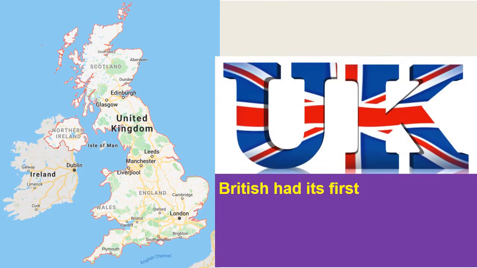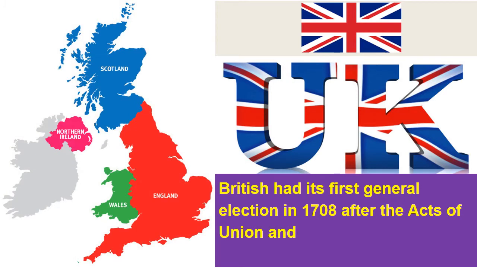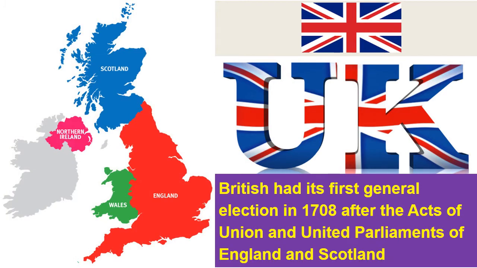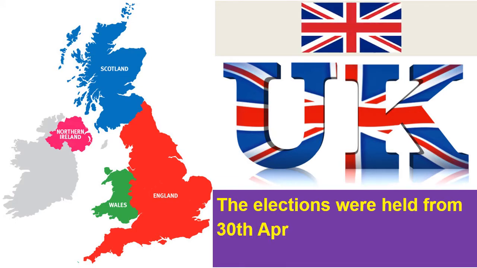British had its first general election in 1708 after the Acts of Union and United Parliaments of England and Scotland. The elections were held from 30th of April 1708 to 7th of July 1708.